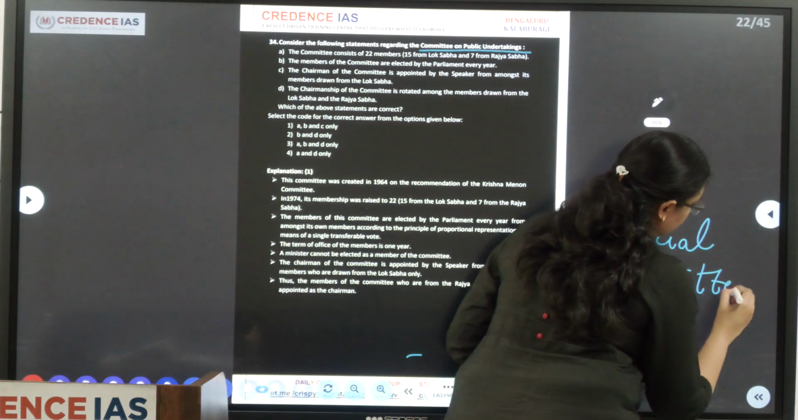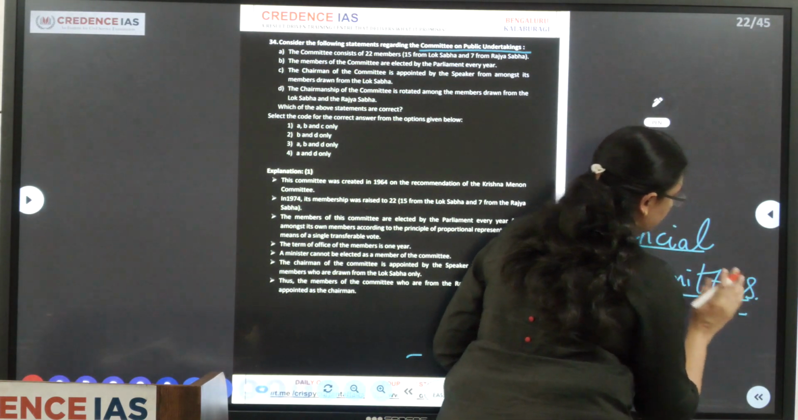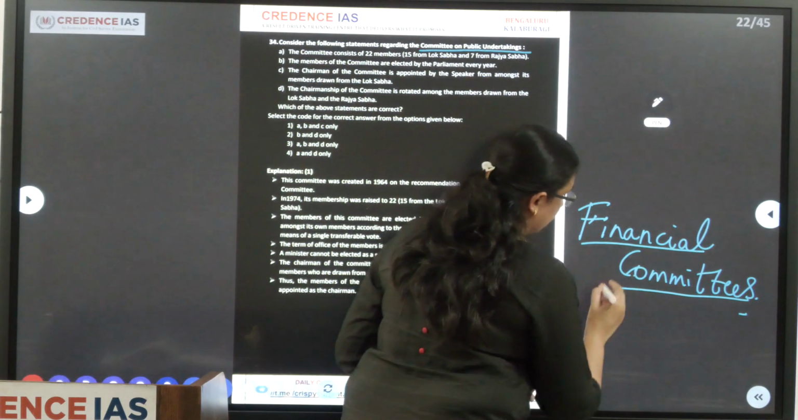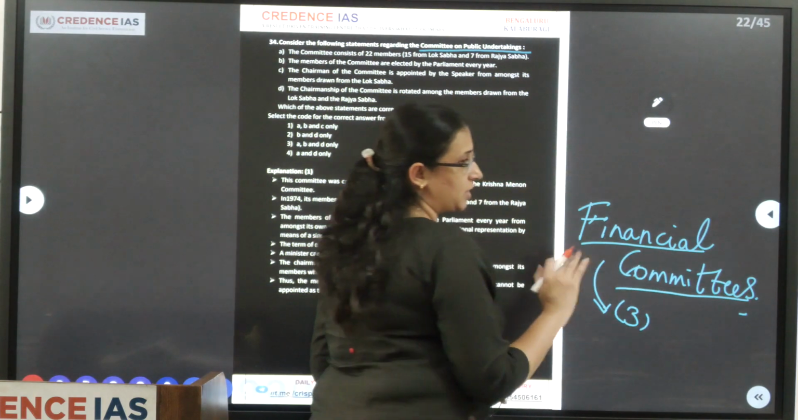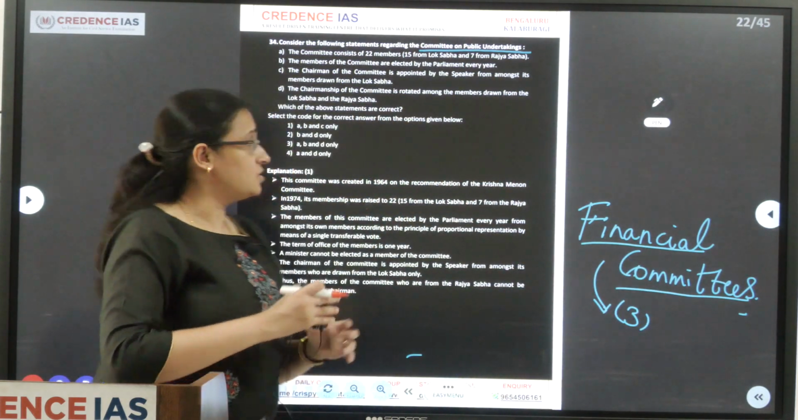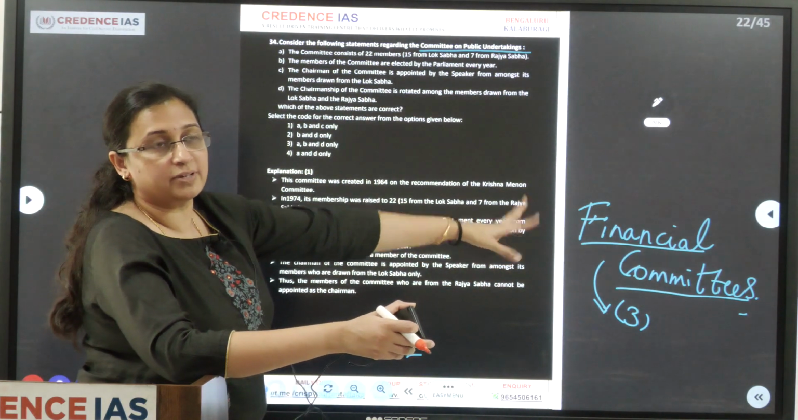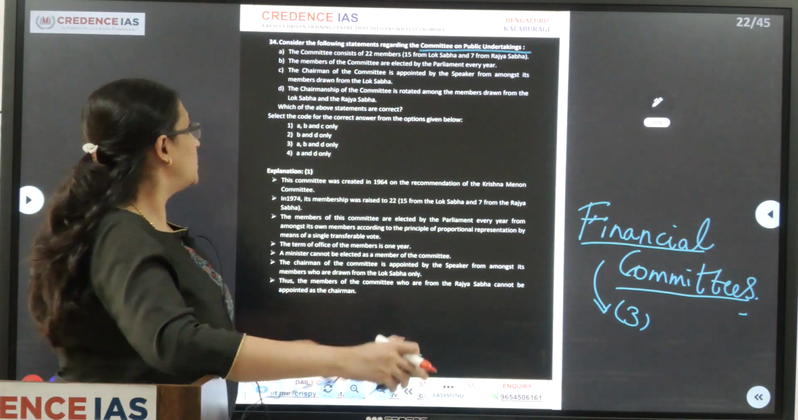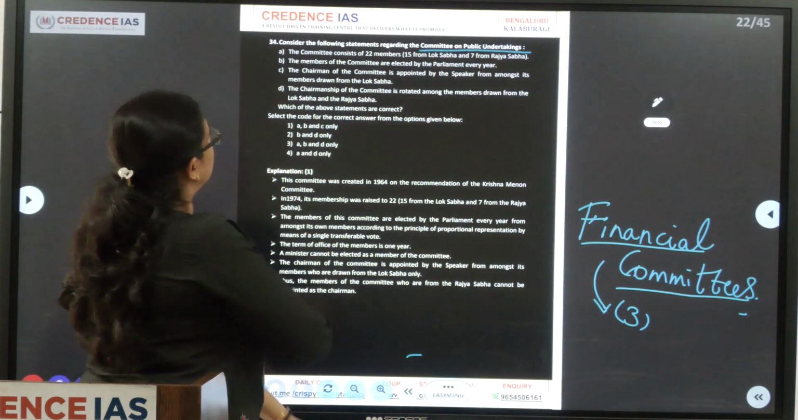So in the standing committees there are other committees like financial committees. So financial committees is one of the types of standing committee. Under these financial committees there are in total 3 committees. So this Committee on Public Undertakings is one of the 3 financial committees set up. So it is permanent in nature, that is, it is a standing committee.